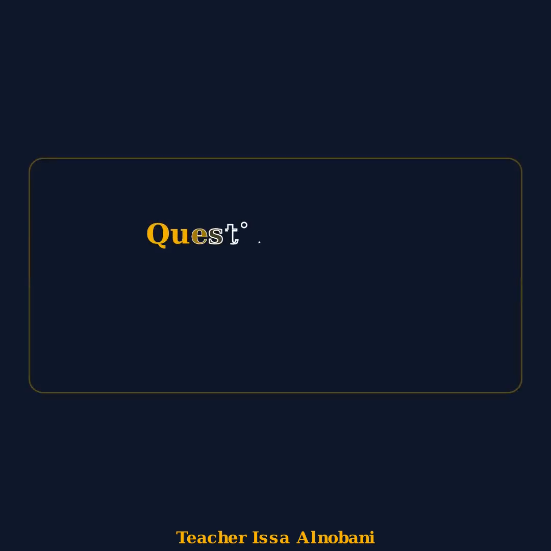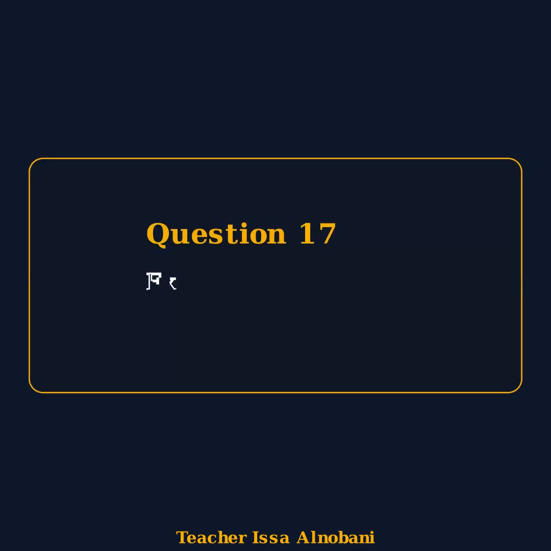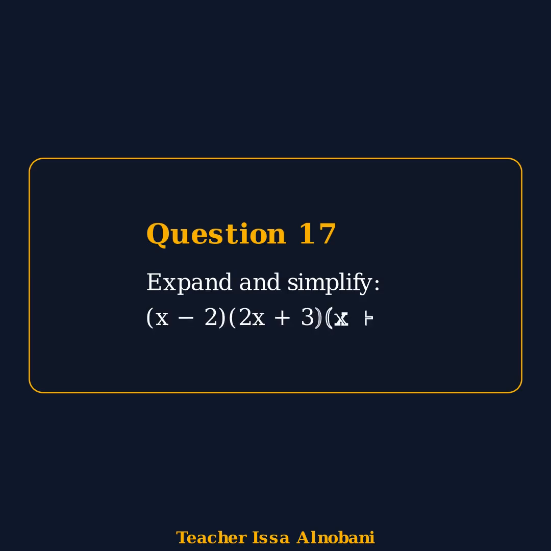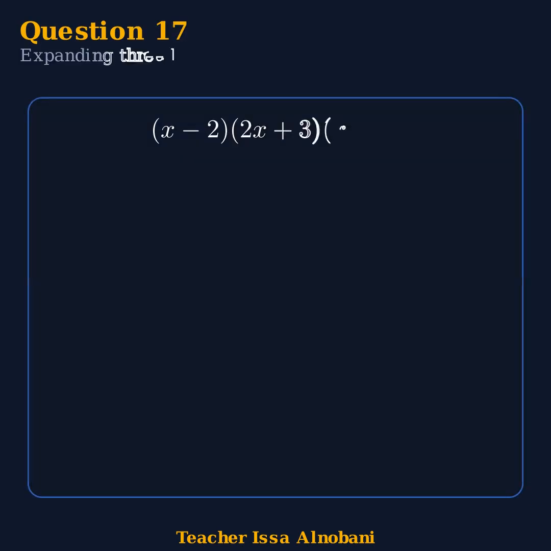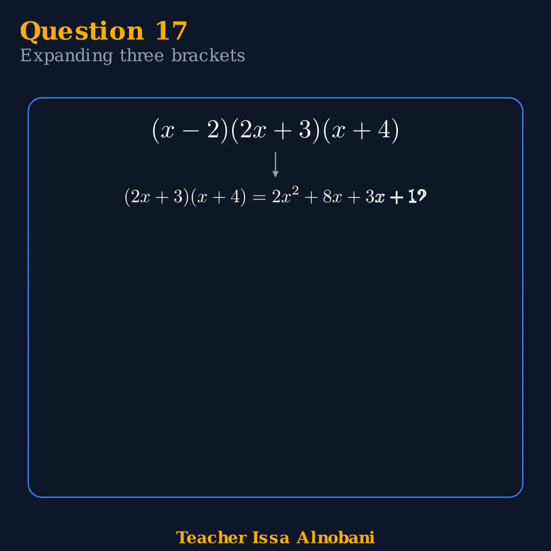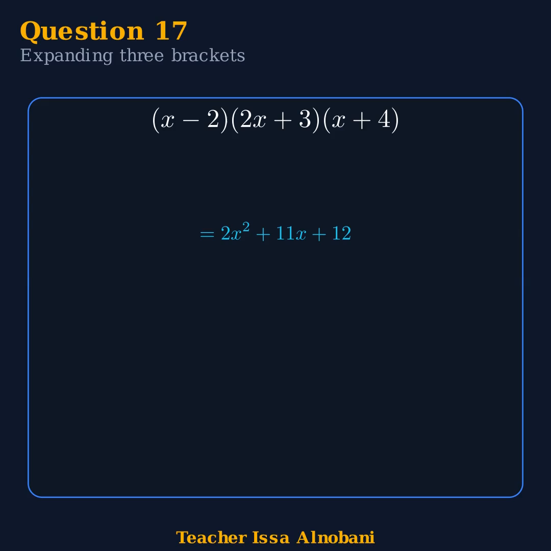Question 17. Expand and simplify. x minus 2 multiplied by 2x plus 3 multiplied by x plus 4. We expand 2 brackets first. Multiply 2x plus 3 by x plus 4. This gives 2x squared plus 8x plus 3x plus 12. Combine the middle terms to get 2x squared plus 11x plus 12.